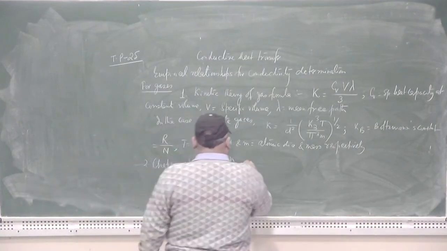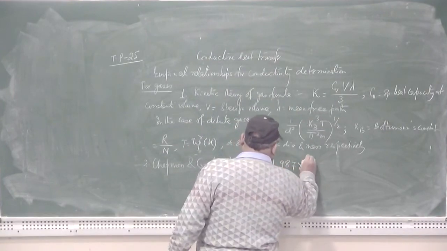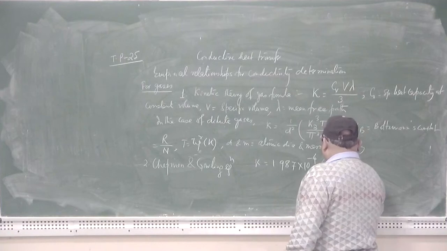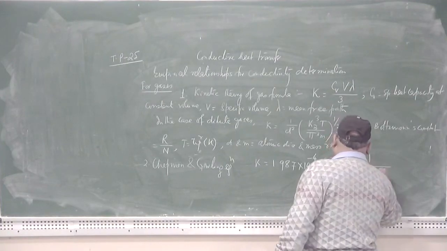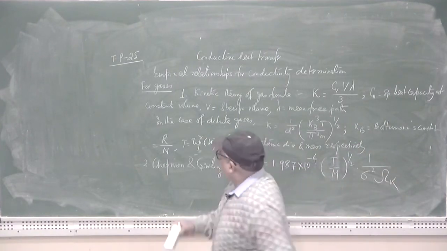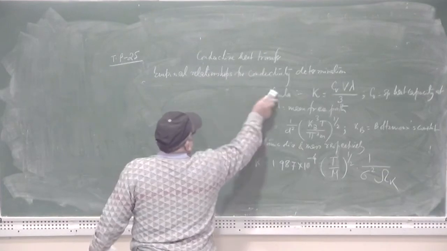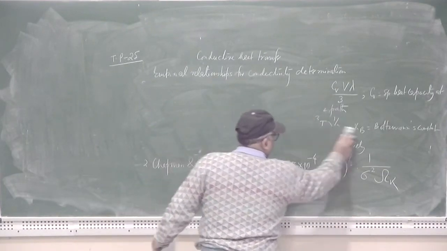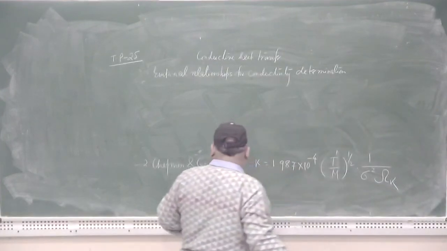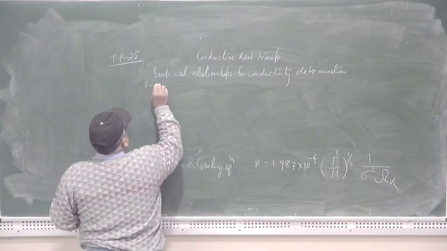This Chapman and Enskog equation is given as K is equal to 1.987 into 10 raised to the power minus 4 into T by M raised to the power half, divided by sigma square omega k, where T is the absolute temperature.